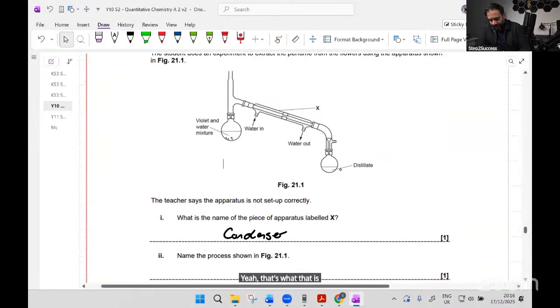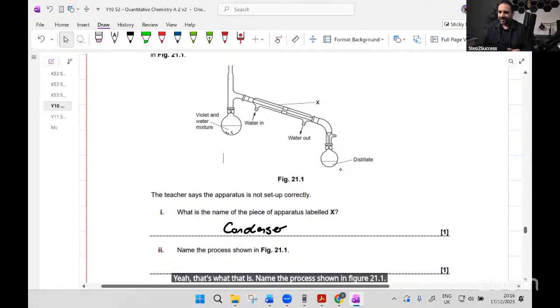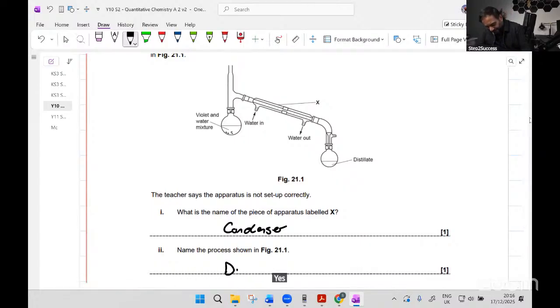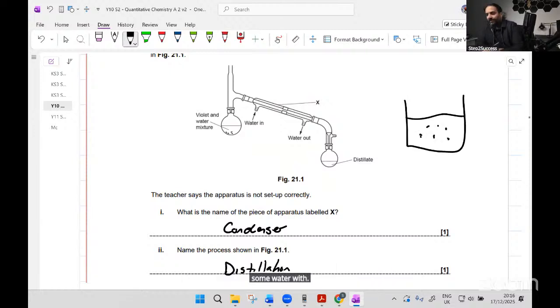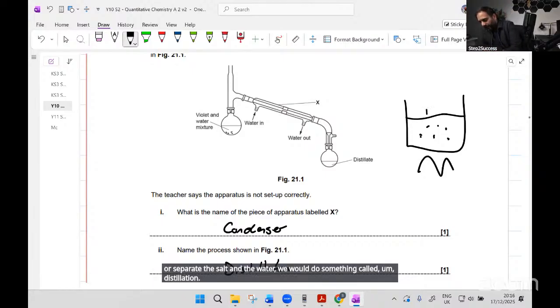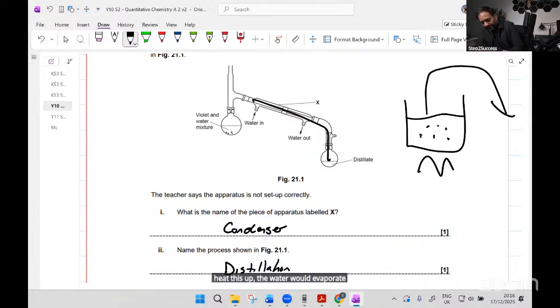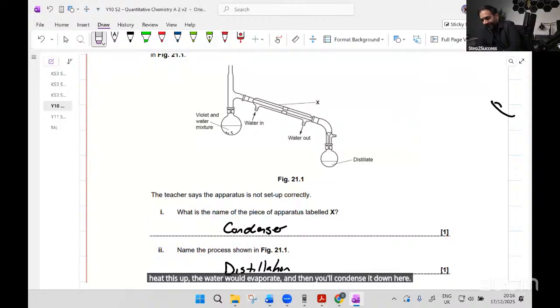Name the process shown in figure 21.1. Is this not distillation? Yes, it is. Distillation is the process when, for example, if I said to you, I've got some water with salt inside and I wanted to remove or separate the salt in the water, we would do something called distillation. Heat this up, the water would evaporate, and then you'll condense it down here. That's called distillation.